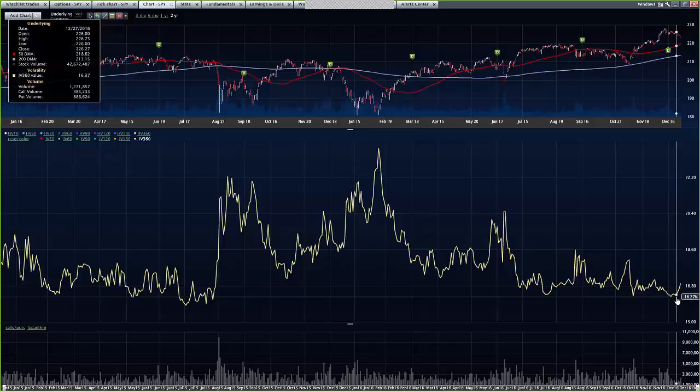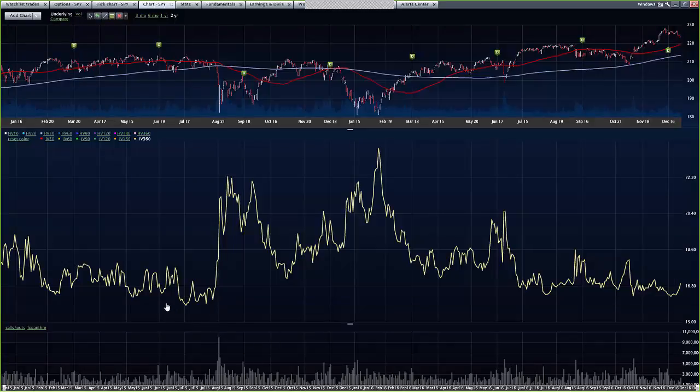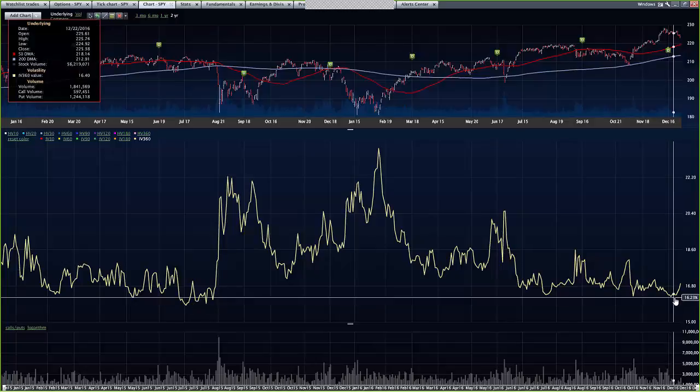Look at how low implied volatility was. With the one exception of last summer, not this past summer, but the summer before, implied volatility was never lower during the last 2 years.